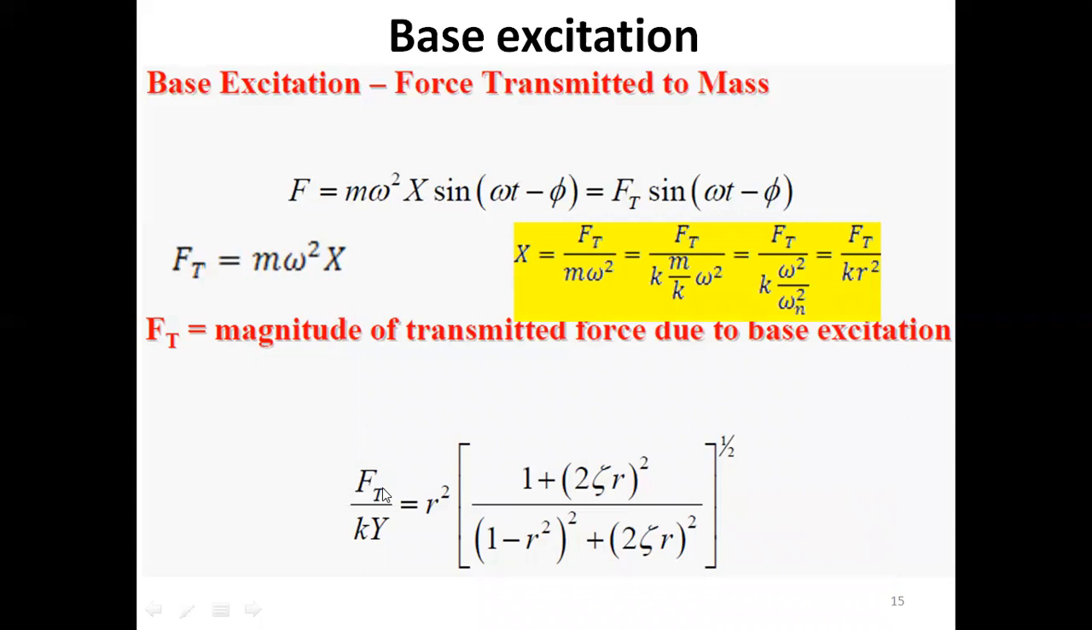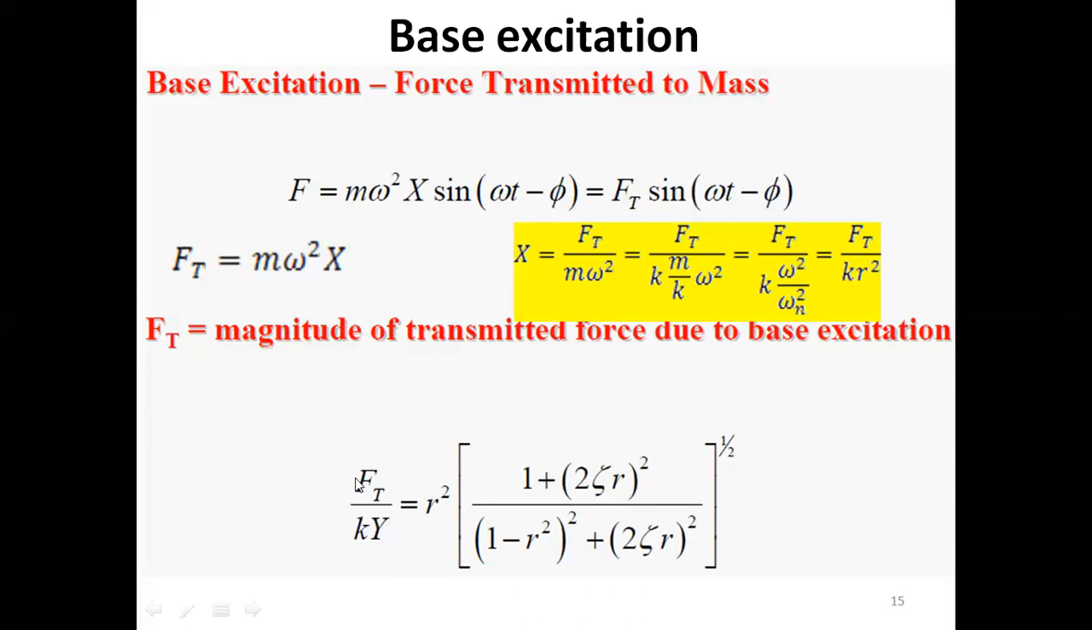After putting for X, which is Ft by K, Y is from the other equation, and bringing this r square on the other side of the equation, because here we have r, we have Ft by K Y is equal to r square times the square root of 1 plus (2 zeta r) whole square, divided by (1 minus r square) whole square plus (2 zeta r) whole square. If you look at this side of the equation, all values are ratios, damping ratio and frequency ratios. So it is dimensionless.